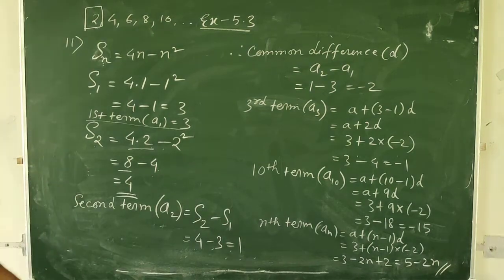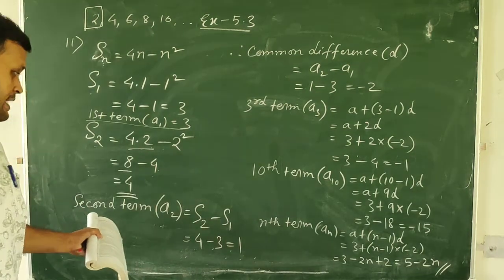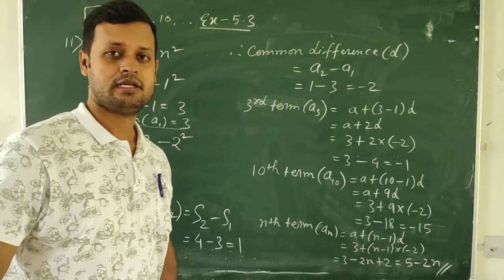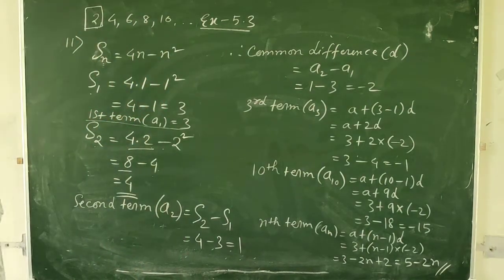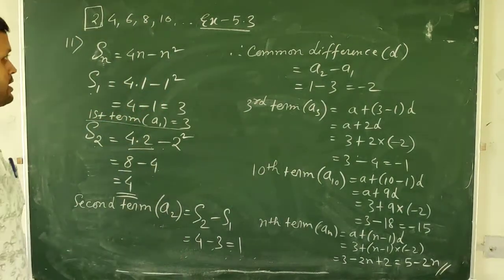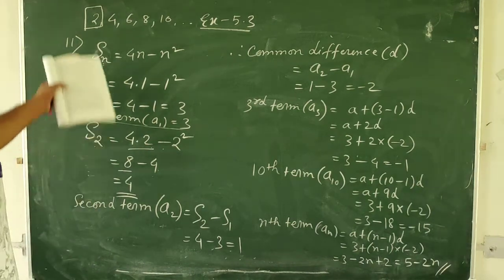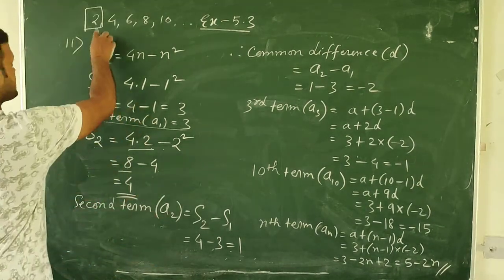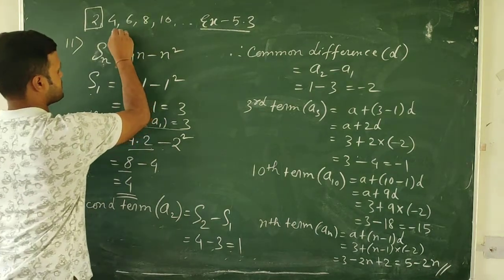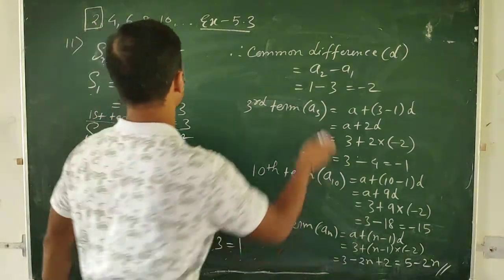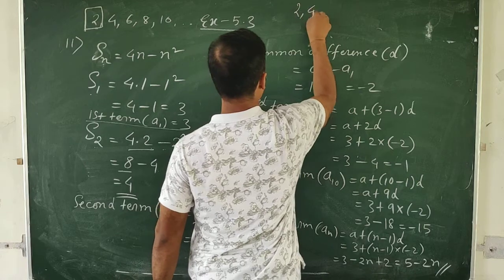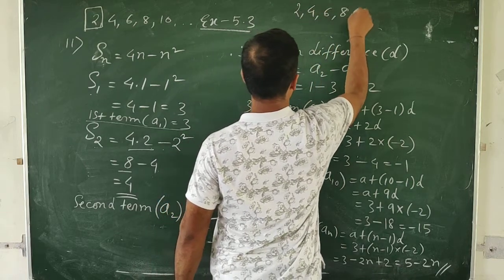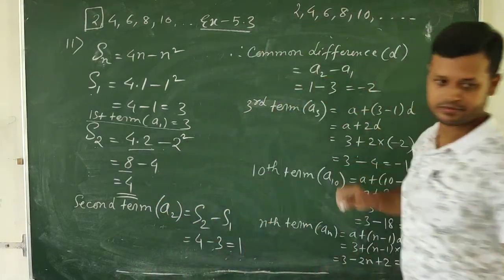Now the second term, I wrote, is S2 minus S1. Can I write the second term as S2 minus S1? I will explain this with the help of an example. Now you see the sum of one term. Let me consider 2, 4, 6, 8, 10.